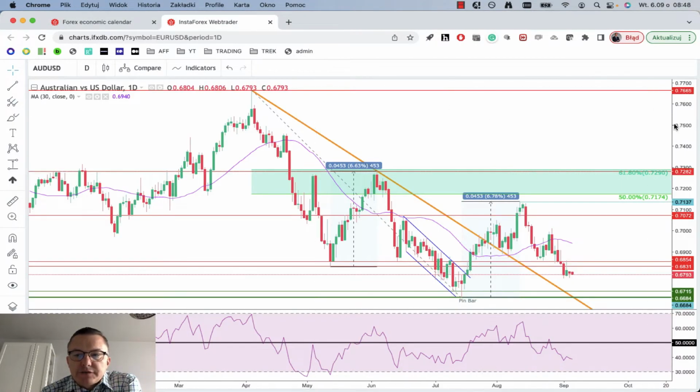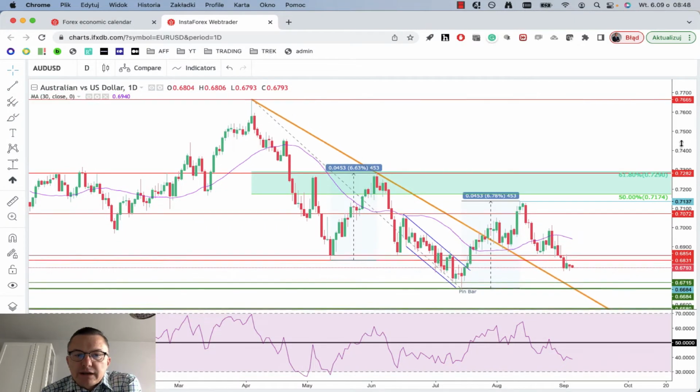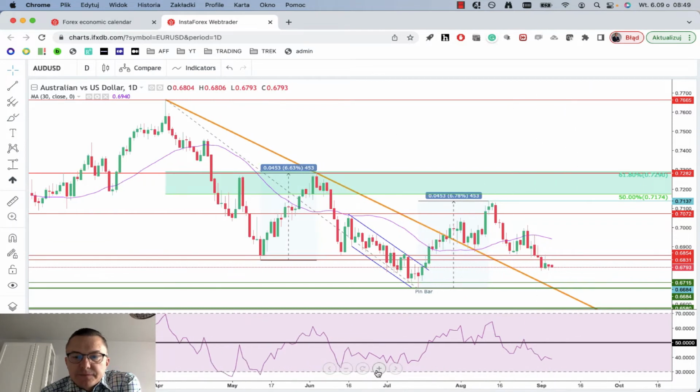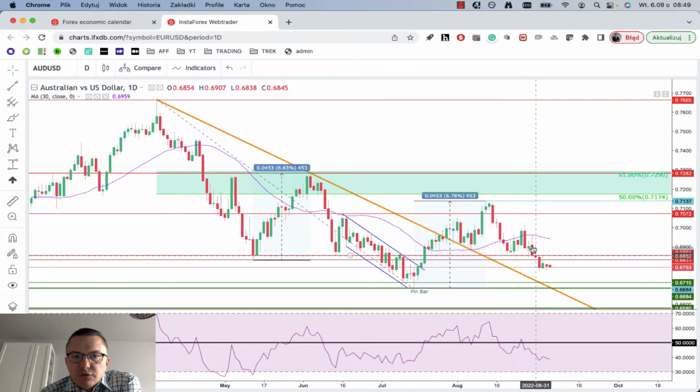Daily time frame chart of the Australian dollar. We used to speak a lot about this kind of chart. What do we have here? We have a drop towards the technical support, 6,854, then a bounce around the 30-day moving average, bearish engulfing pattern. Let me just zoom in. Bearish engulfing pattern, and then we're going lower, towards the level of 6,774.